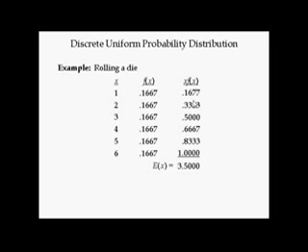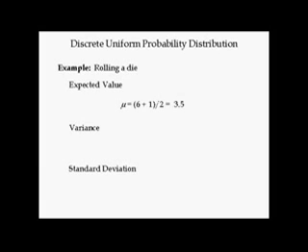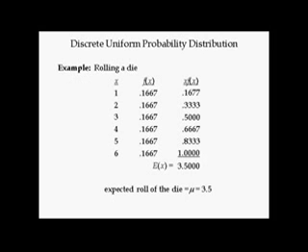The sum of the final column is the expected value, which is the same as we found when we used the shortcut formula (n plus 1) divided by 2. So the expected roll of the die is 3.5.